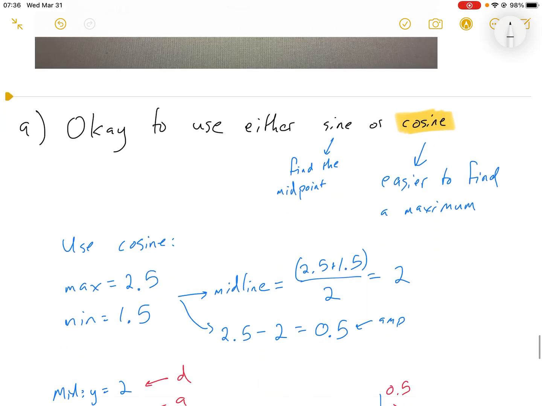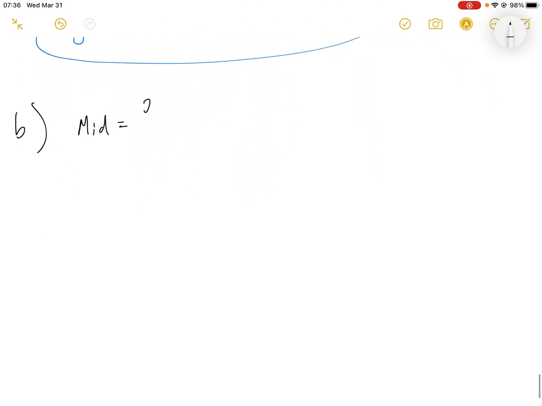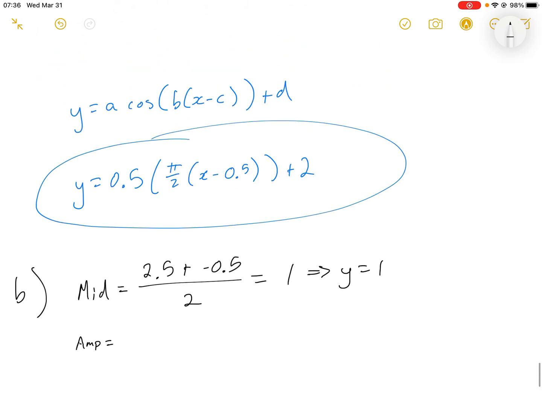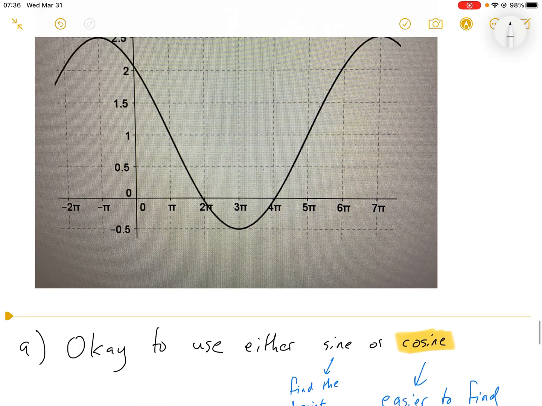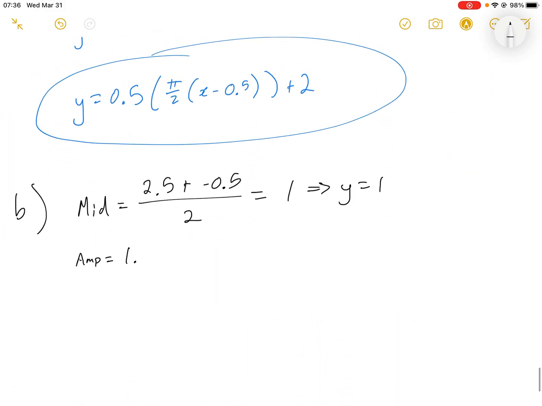It looks like the max is 2.5 and then negative 0.5. So we'll go 2.5 plus negative 0.5 divided by 2 gives me 1. So that tells me that the midline is y equals 1. The amplitude is the distance from 1 to its maximum or to its minimum, and it's 1.5 in this case.